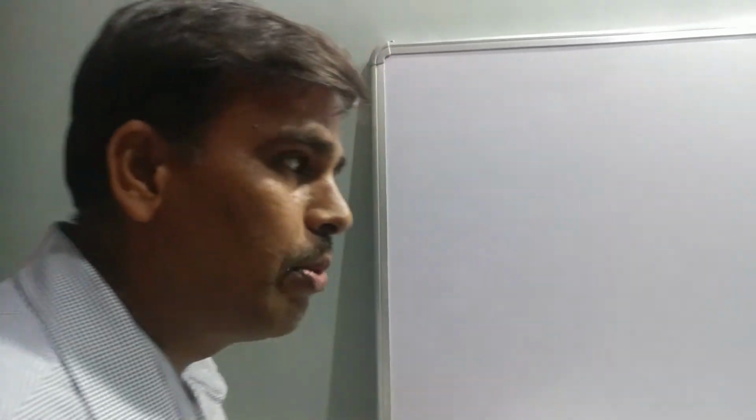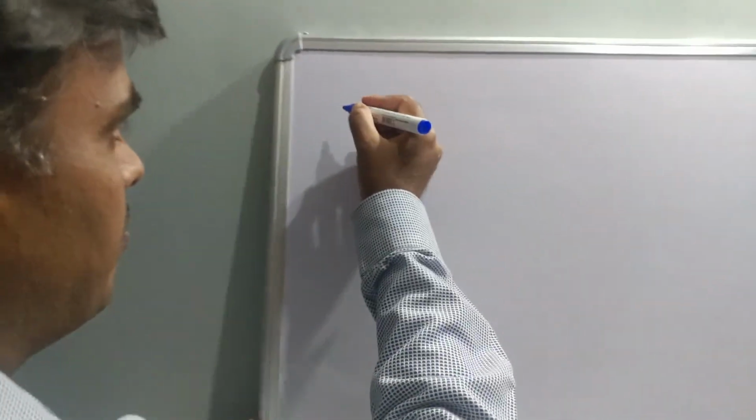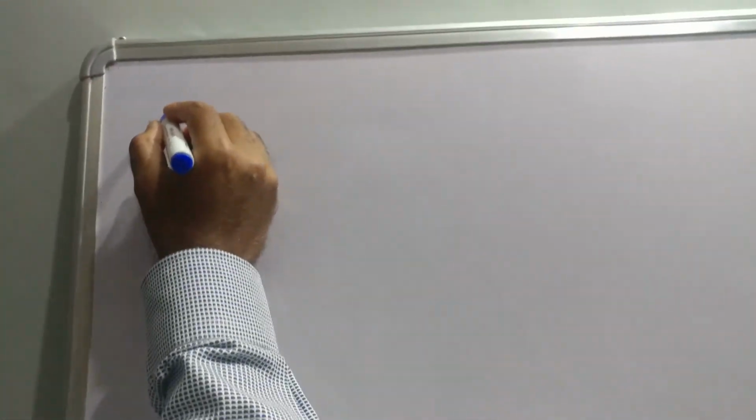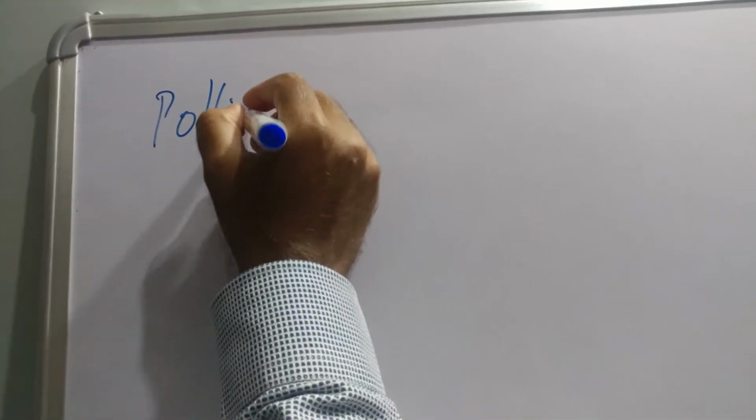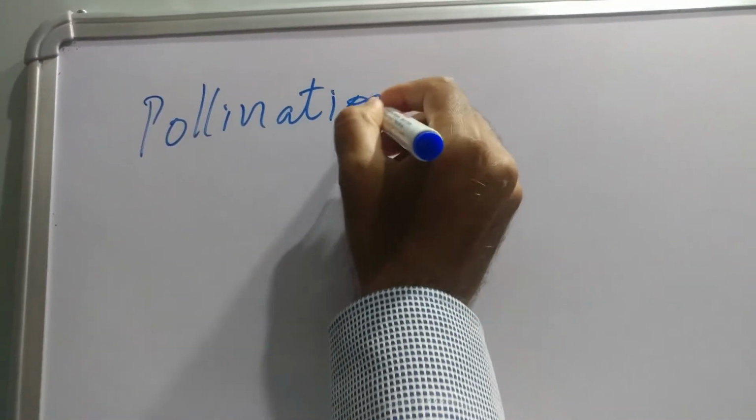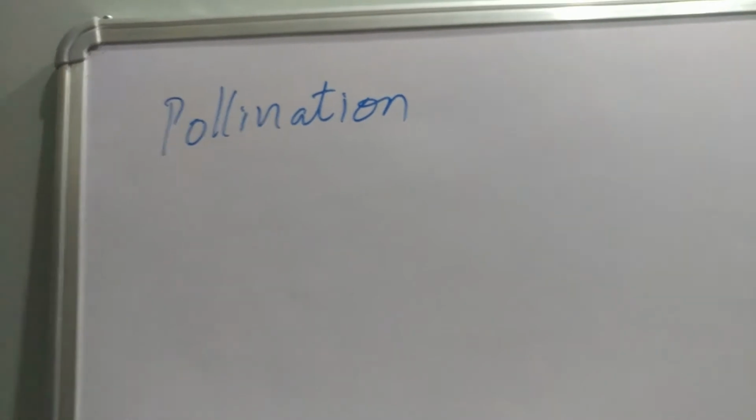I hope all of you understand well about the floral diagram of the Solanaceae family. Now I will continue about different features of the Solanaceae family along with economic importance. If we continue with the Solanaceae family reproductive characters, we find pollination.